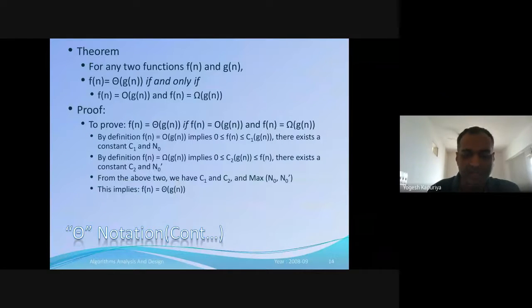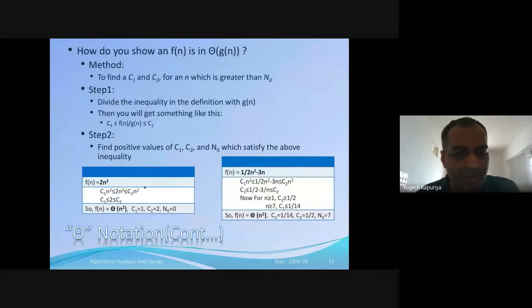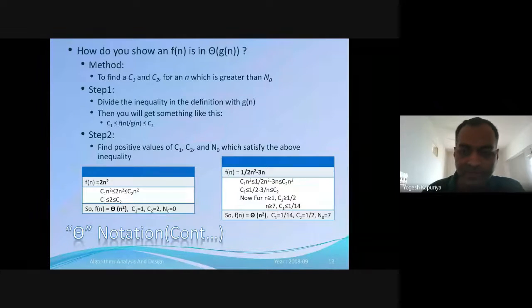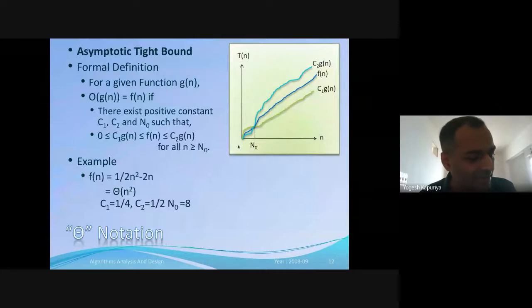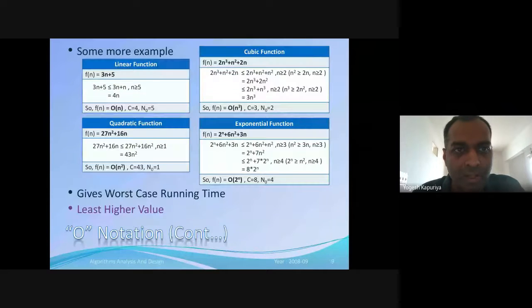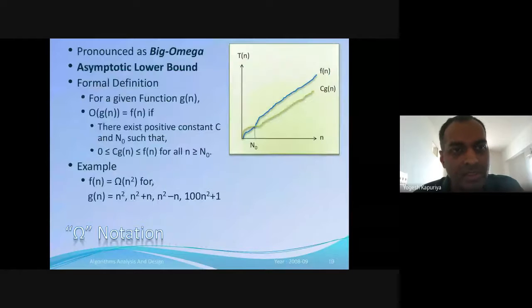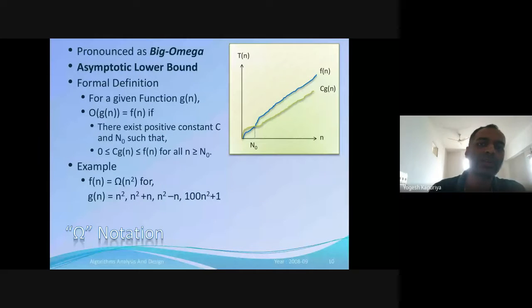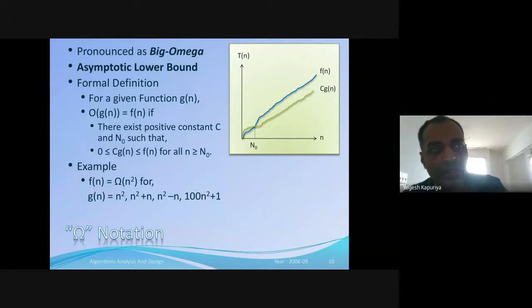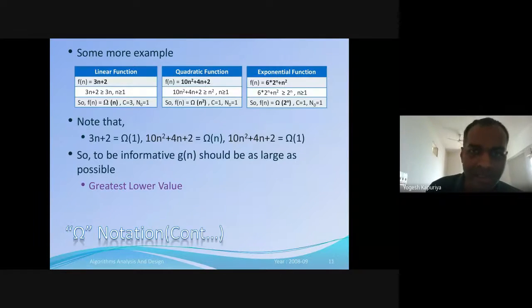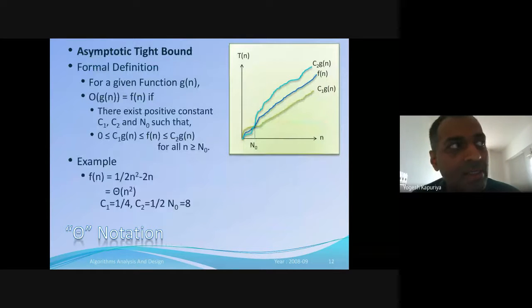Thankfully, you are not required to compute theta because it's relatively difficult compared to big O and big omega. Now, we have seen that big O notation gives you the worst case scenario. Big omega gives you the best case scenario. Obviously, theta gives you the average case scenario.